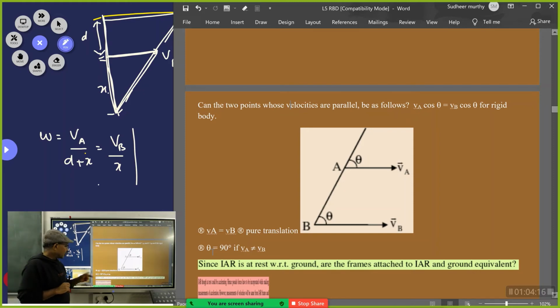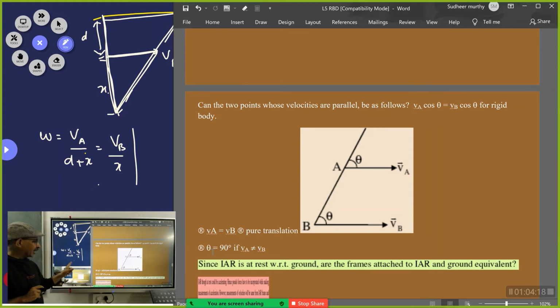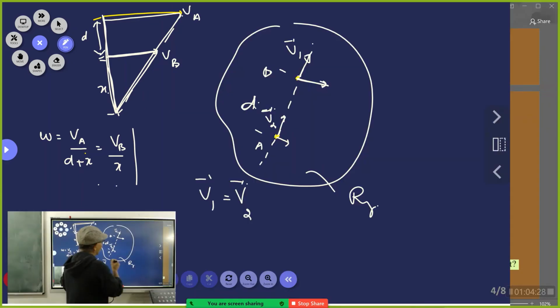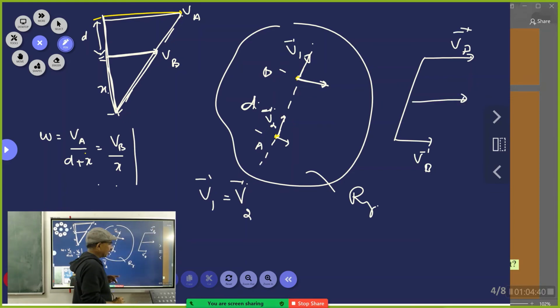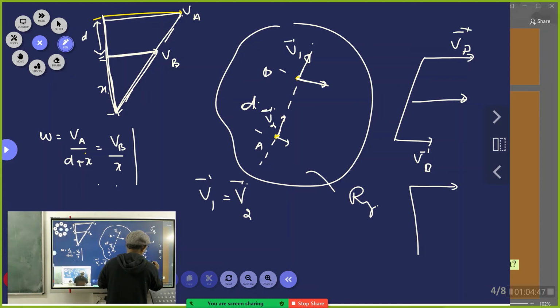Okay, next condition: VA bar is equal to VB bar, then it is pure translation. The next condition is if the angle theta is 90 degrees. So here the next condition I have given is VA bar and VB bar; if both of them are equal, then this will only translate. Now, supposing I have a condition where this is VA bar and this is VB bar.